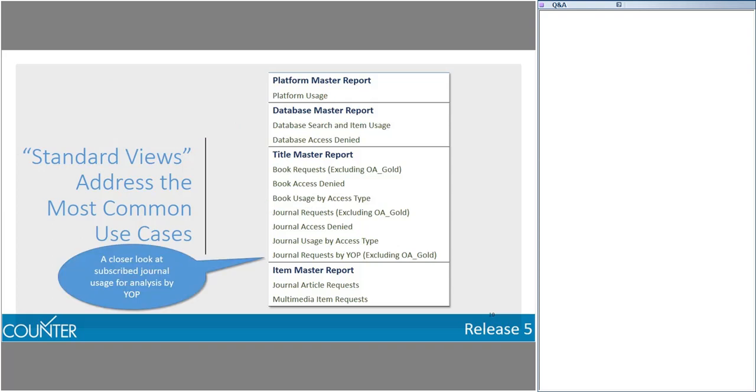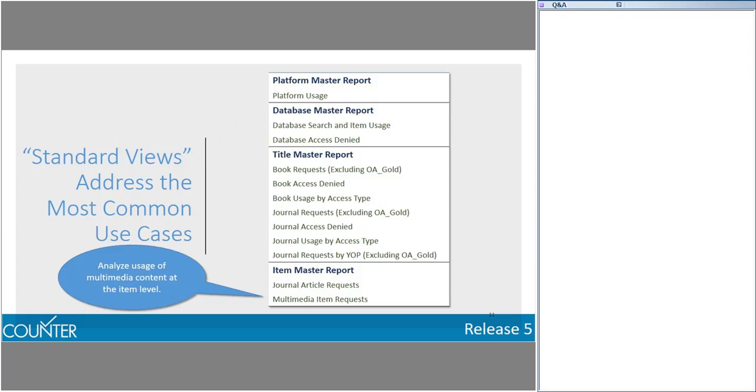We also have journal requests by year of publication. And the goal with that particular one would be if you need to dig into the details for journals, compare usage against your perpetual access rights and those sorts of things, this would be the usage report for that. And we get to this example with the multimedia reports as well.